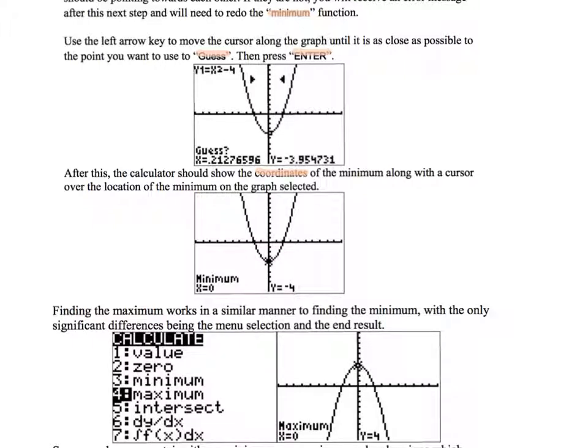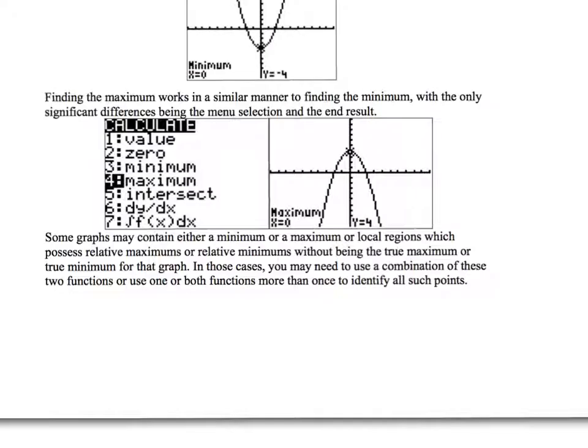Finding the maximum works in a similar manner to finding the minimum, with the only significant differences being the menu selection and the end result. Some graphs may contain local regions which possess relative maximums or relative minimums without being the true maximum or true minimum for that graph. In those cases, you may need to use a combination of these two functions or use one or both functions more than once to identify all such points.